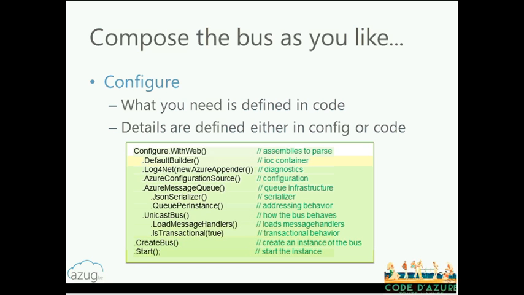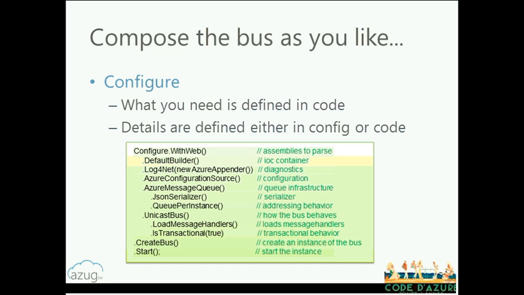The IoC container can also be specified. I chose here to use a default builder, which is Autofac behind the scenes. You don't have to specify it in this case, because if you don't, it will be Autofac anyway. But you can switch out any kind of IoC container. So if you prefer Unity, or if you prefer StructureMap, or you prefer Ninject, or whatever, you can just plug it in here. In this case, I also specified Log4net as a logging mechanism. I use Log4net here with an Azure appender to make sure that the Log4net entries are redirected to the diagnostics manager.